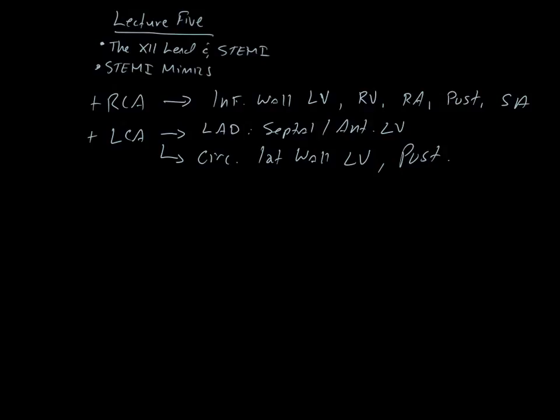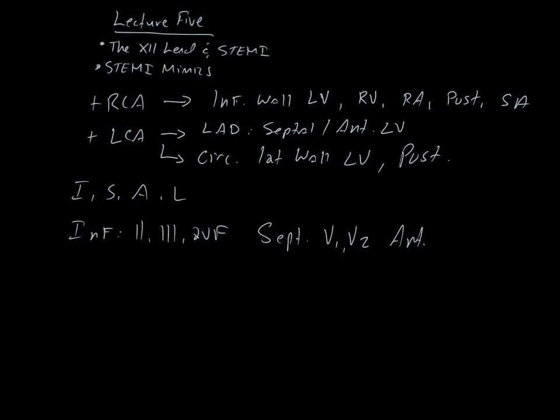We talked about localizing: ST elevation, depression, hyperacute T waves, etc. We talked about lead groups, and we said I, S, A, L are the lateral leads, and the inferior leads are our RCA. What leads look at the inferior wall? 2, 3, and augmented vector foot. Good. Then the septal wall. What leads look at the septal wall? V1 and V2. Good.